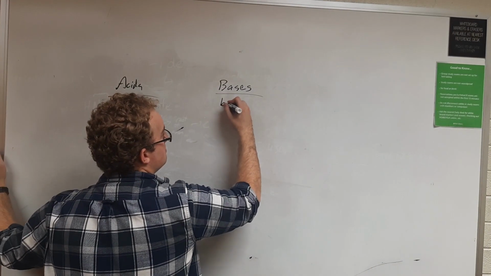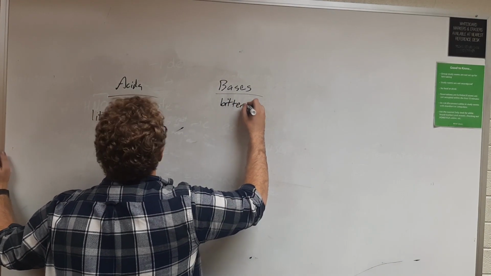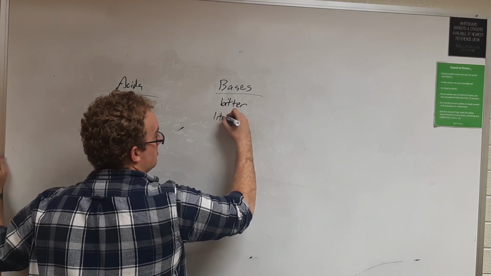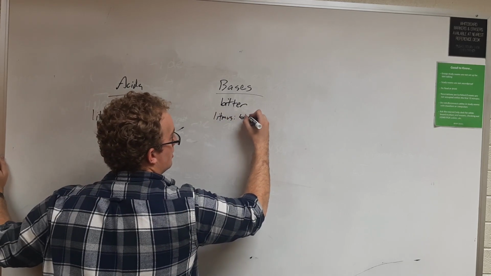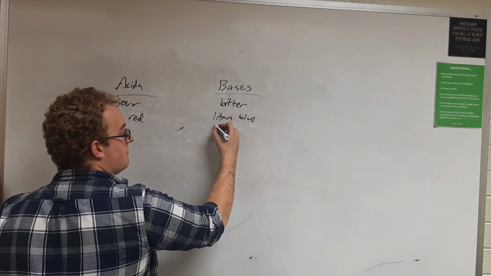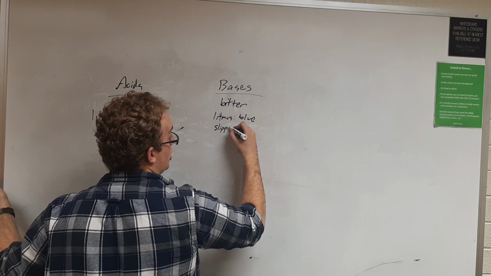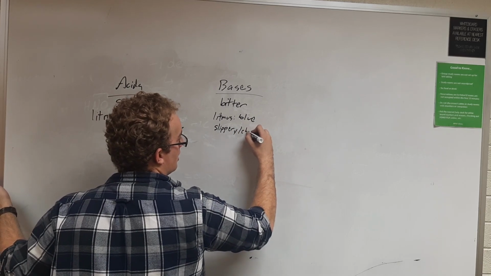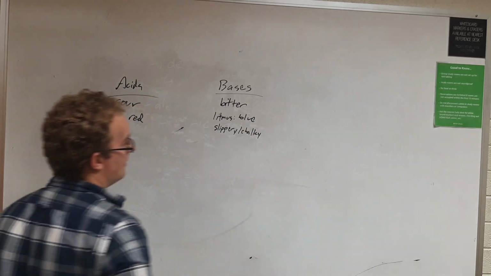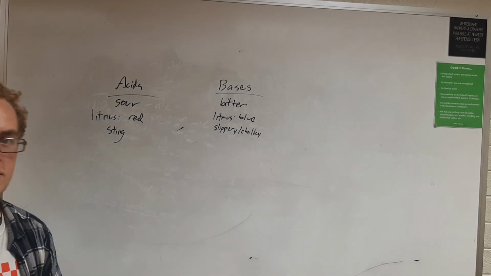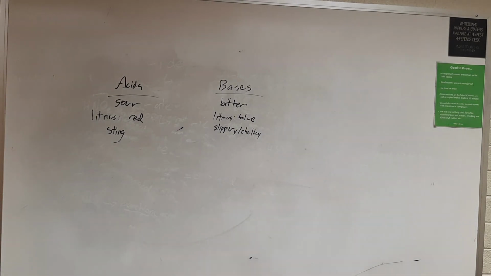Over here, these would taste bitter, right? They turn litmus strips blue, and they feel really slippery. Bitter, they might feel chalky. They're hard to hold on to. You can think of soap. Soap is a good example of a base. It's slippery. It might be even a little numbing. Might feel really smooth. Those are some characteristics of acids and bases.